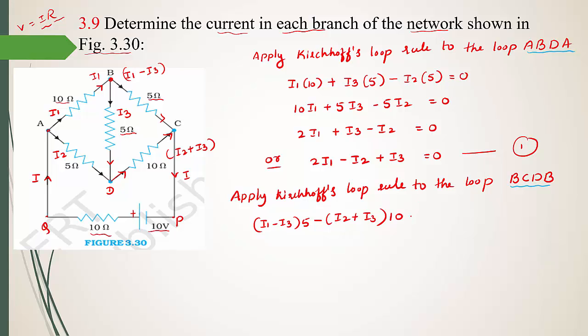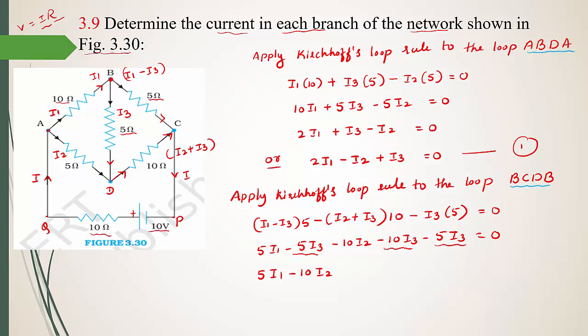It is exactly opposite. Let us take it as minus. How much amount of current is flowing? I3 amount of current is flowing through the resistor 5 ohm is equal to 0. Or we can write this equation as 5I1 minus 5I3 minus 10I2 minus 10I3 minus 5I3 is equal to 0. Or 5I1 keep as it is, minus 10I2 keep as it is, minus 5I3 minus 10I3 minus 5I3. So totally minus 20I3 is equal to 0.